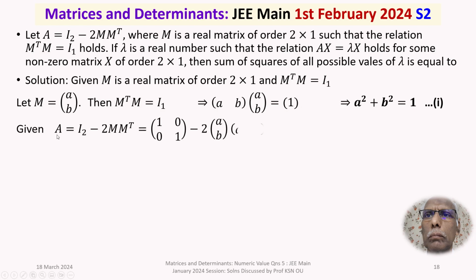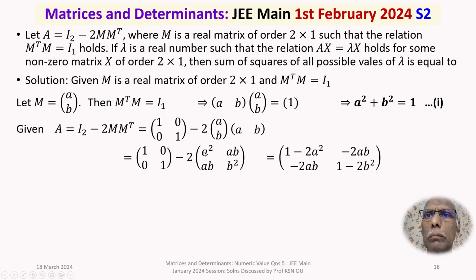And we are given A is equal to I2, that is the identity matrix, minus 2M M transpose. M is (a, b) and M transpose is (a, b). It is 2 by 1 multiplied by 1 by 2, so it should be a 2 by 2 matrix. So that will be [1 0; 0 1] minus 2 into, when you multiply, the 2 by 2 matrix [a square, ab; ab, b square]. So subtract. We will get the 2 by 2 matrix [1 minus 2a square, minus 2ab; minus 2ab, 1 minus 2b square]. This is A.